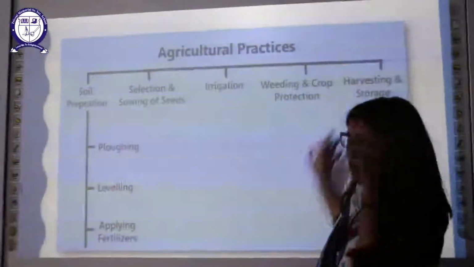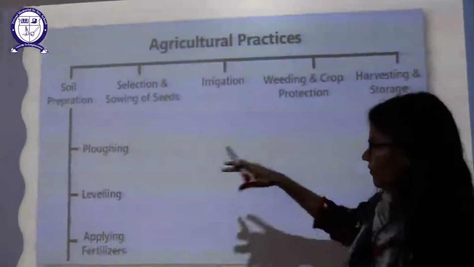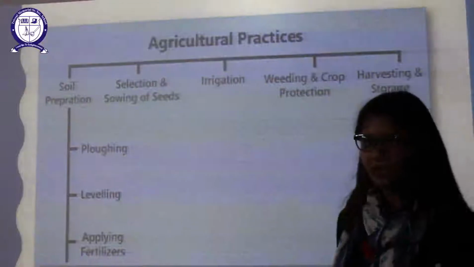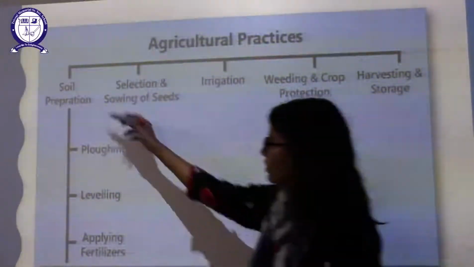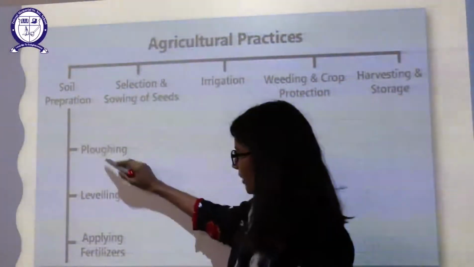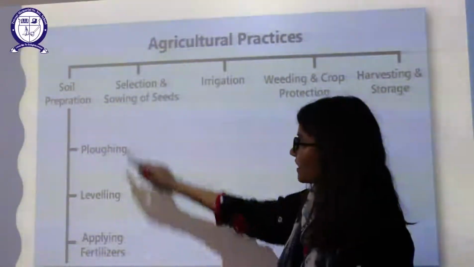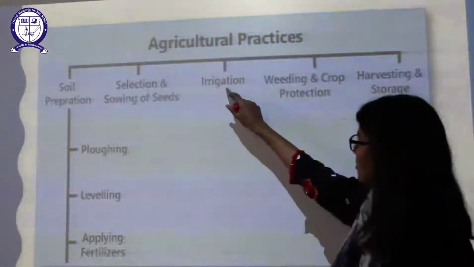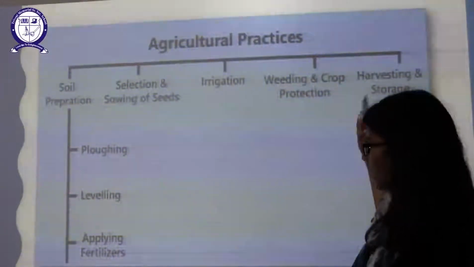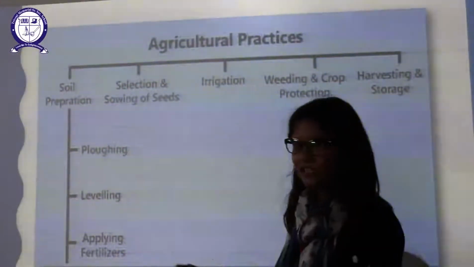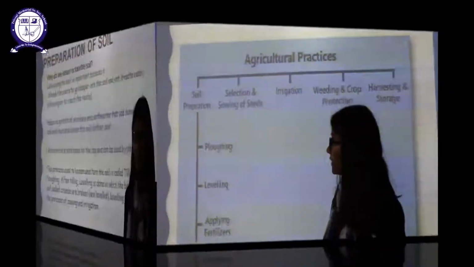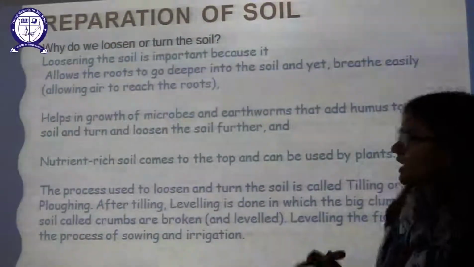Firstly, this is the overview. This is the flow chart which you can copy in your notebook also. So soil preparation, plowing, leveling, and applying fertilizer, then selection of the seed, then irrigation, weeding and crop protection, and harvesting and storage. This is nothing but the overview of the previous slide only. Now we will study these steps in detail.